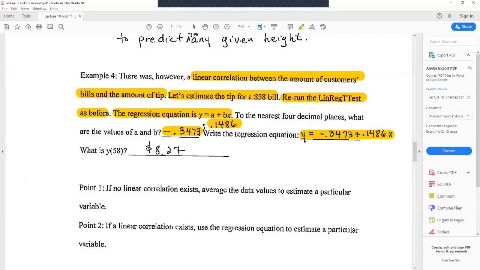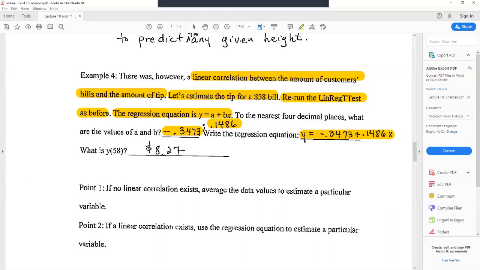It tells me this. The customers are tipping in this manner. They're basically close to taking the bill amount, which is x, multiplying by 0.1486, and then they're subtracting about, let's say, 35 cents. So these customers are tipping somewhat close to 15%, maybe a little less. But we trust the model because of the p-value.